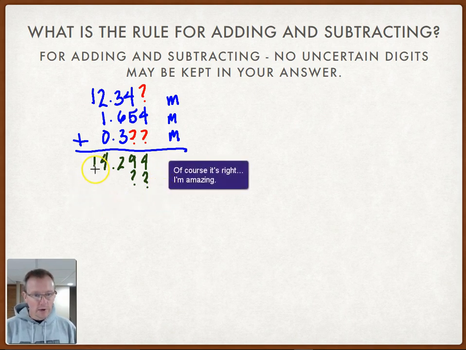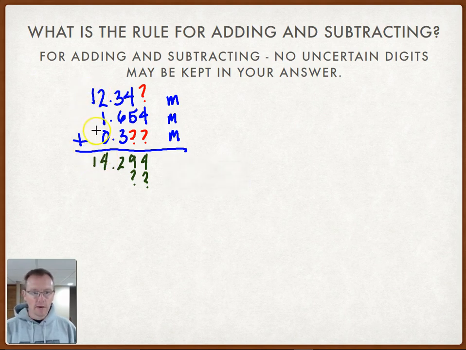But look at your answer here. We know it's 14. That makes sense, right? We know what these numbers all are. And we know what these 3 numbers are, so that we know that that's a 2.